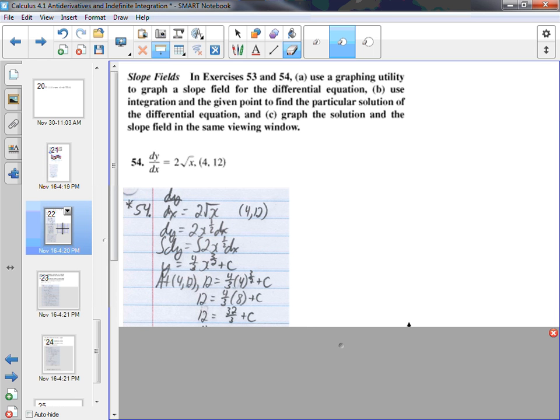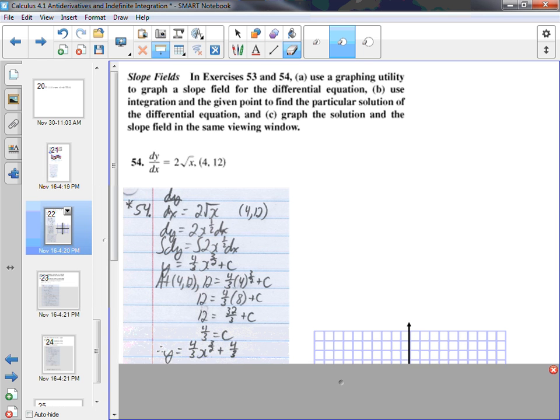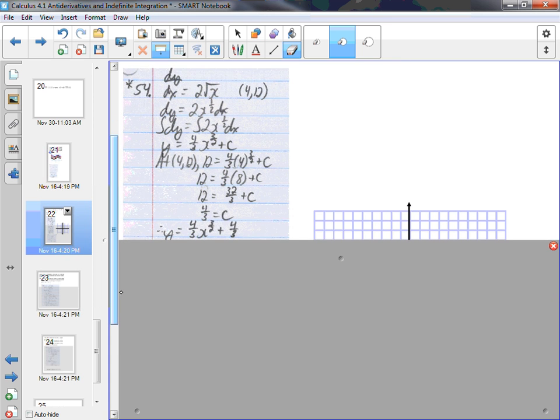Now we need to subtract 32 thirds from both sides. Now 12, isn't 12 the same thing as 36 thirds? So 36 thirds minus 32 thirds is 4 thirds. So y equals 4 thirds x to the 3 halves plus 4 thirds. And that is the particular solution of that differential equation that goes through the point 4, 12.